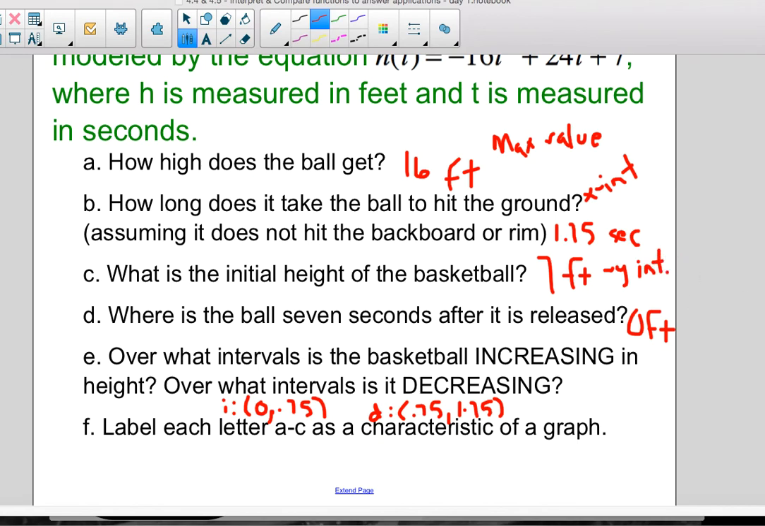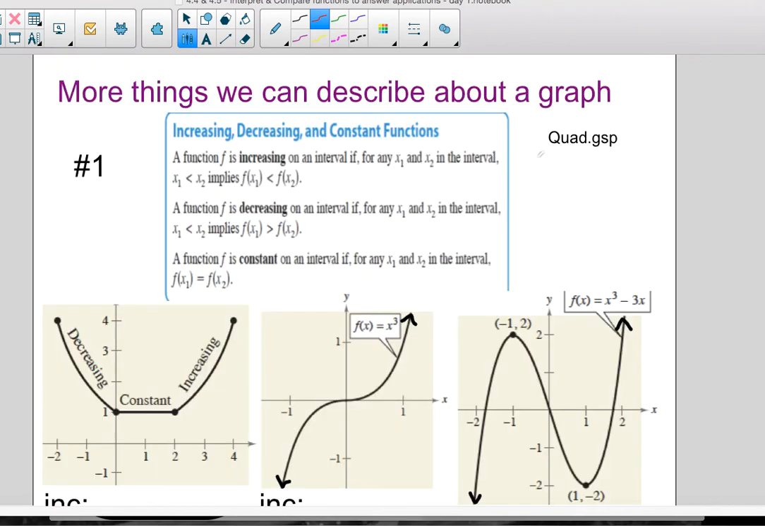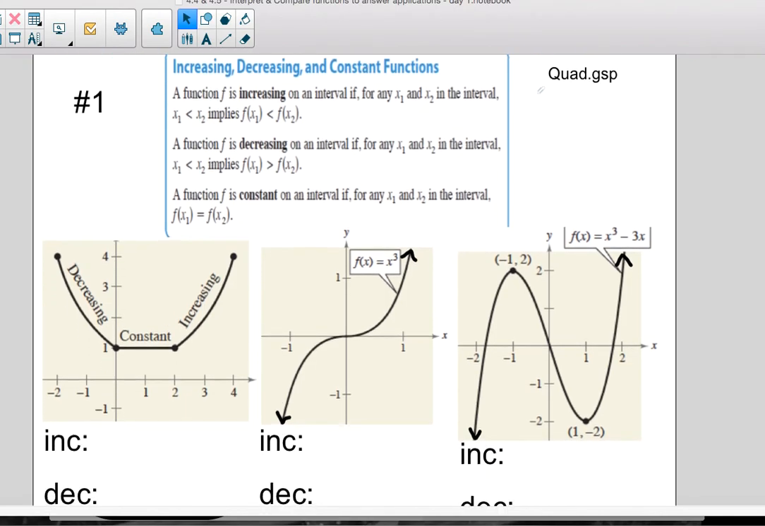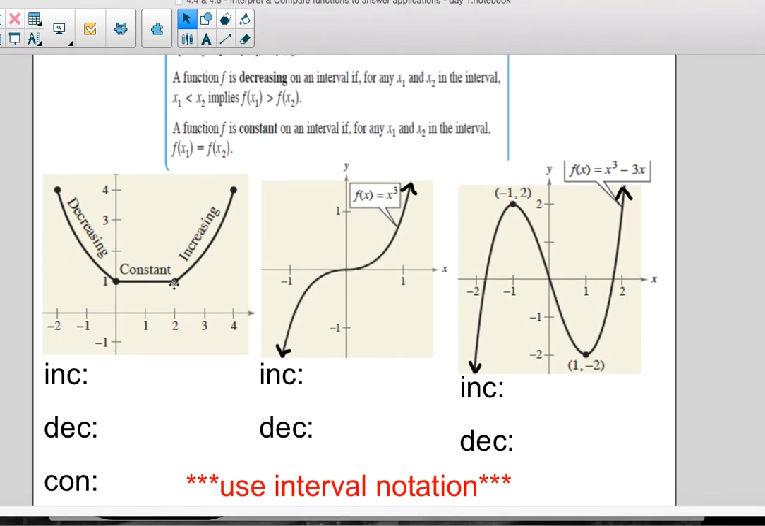Right, so we're done with the warm-up. So we're just going to talk about some other things we can describe on a graph. We have increasing, decreasing, and constant. I think we've already talked about this year. But basically, if you have this graph, it's increasing. You read graphs like you read books from left to right. So if it's going up from left to right, it's increasing over that interval.